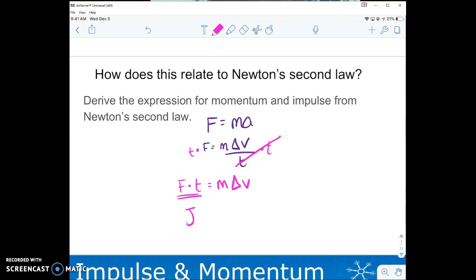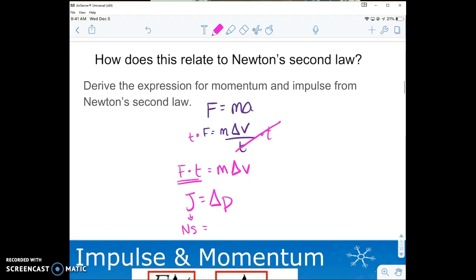Force times time is impulse, mass times velocity is momentum, so impulse is equal to the change in an object's momentum. Remember, the unit for impulse is newton seconds, and the unit for momentum is kilogram meters per second.